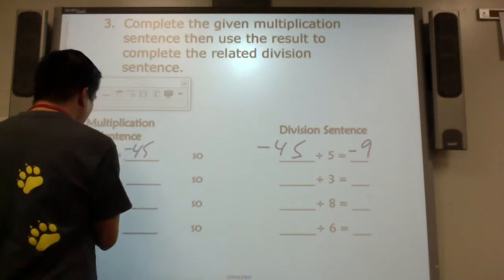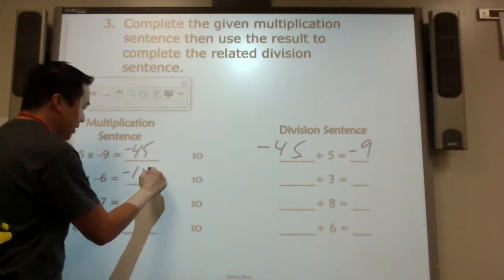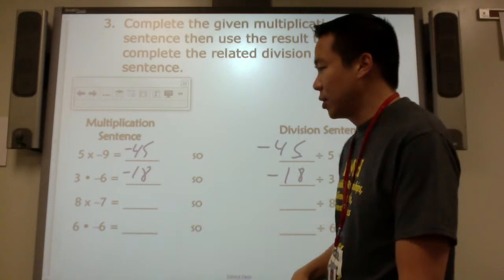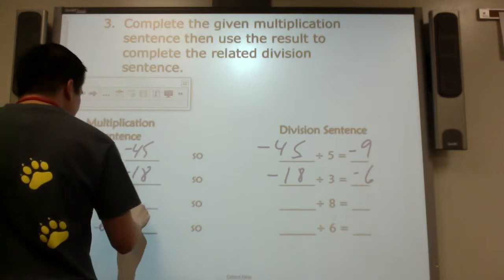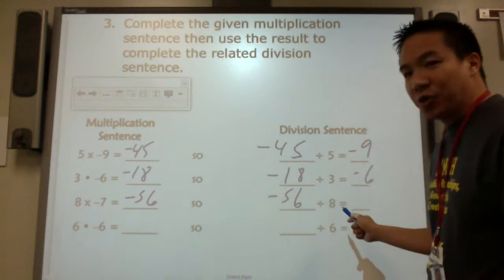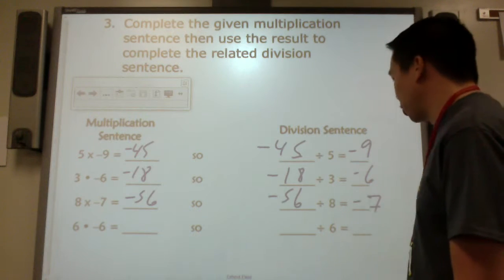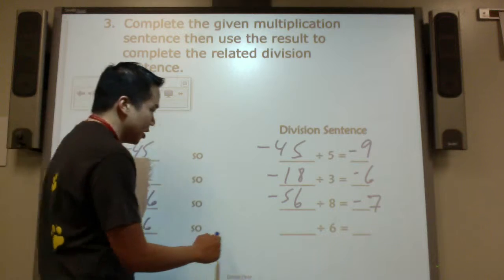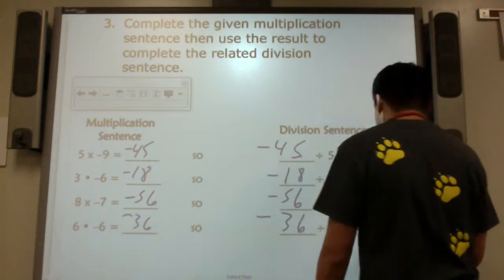3 times 6, 3 groups of -6 is -18. So -18 divided by 3 groups is -6. 8 groups of -7 is -56. So -56 divided into 8 groups, there's -7 per group. 6 groups of -6 is -36. So -36 divided by 6 is -6.